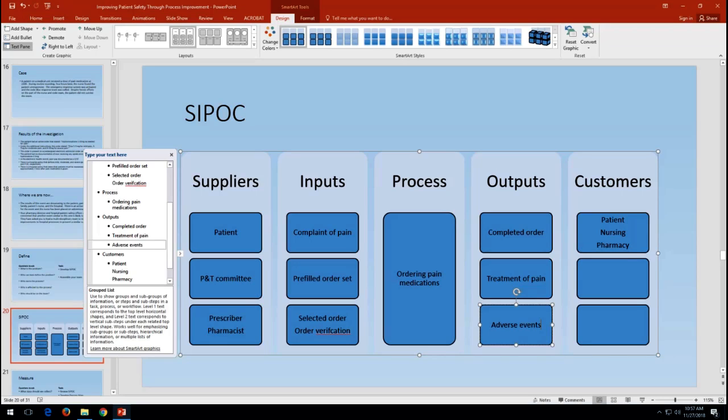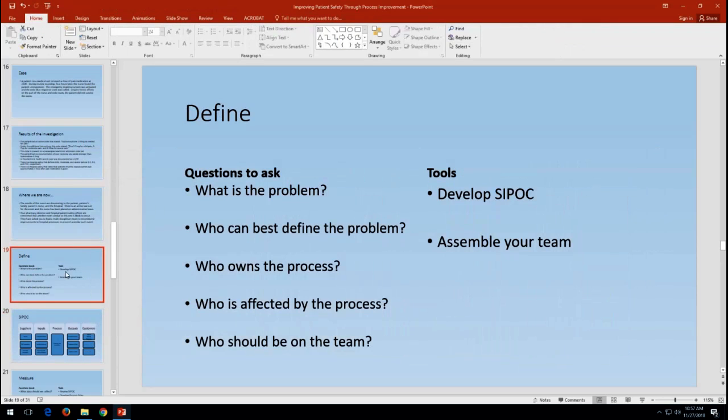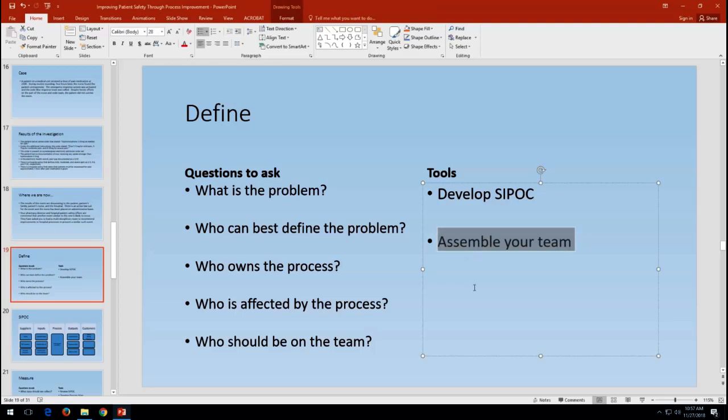What the heck do we do with this? Any ideas? Is this an academic exercise? What do y'all think? Why would you do this? What's the point? Why would we want to do this? Assemble your team. Okay? You need to know who's impacted by this.